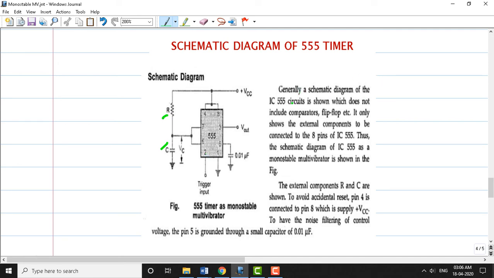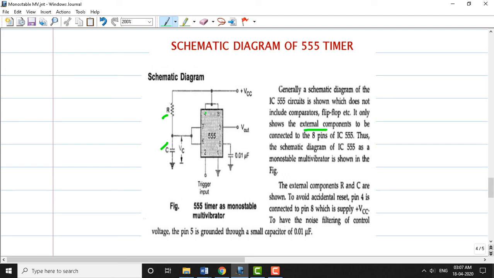This is a schematic diagram of the IC 555 circuit, which doesn't include the internal components such as the flip-flops. All those things are suppressed here. It only shows the external components, resistance and capacitor, which are connected to pin number 8 of the 555 timer. So this schematic diagram of the 555 timer works like a monostable multivibrator. Pin number 4 is always short-circuited with pin number 8, which in turn is tied to VCC.